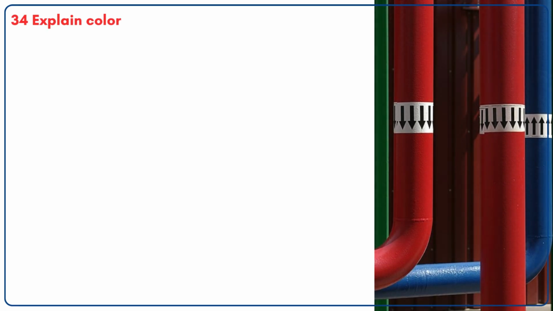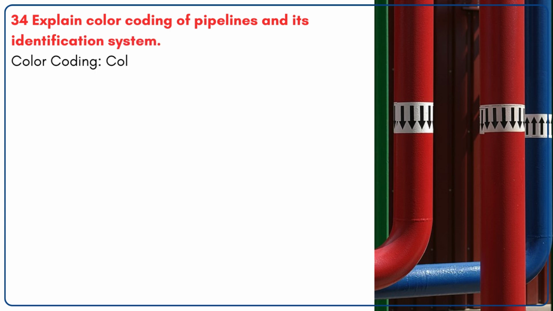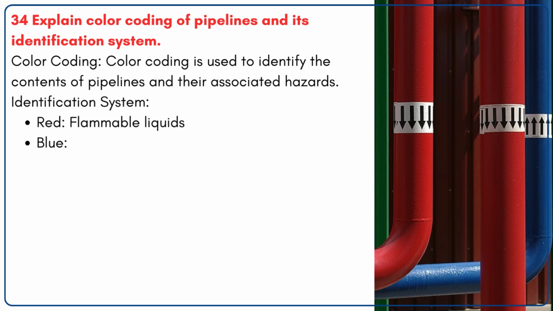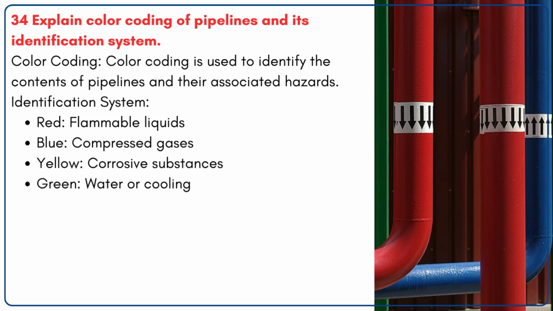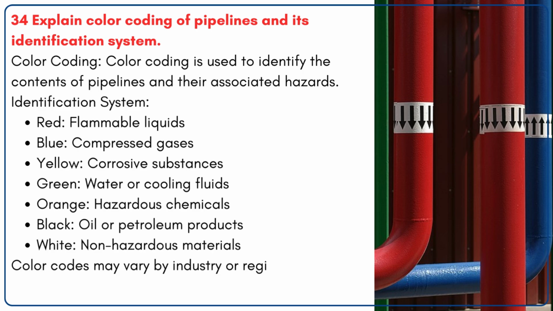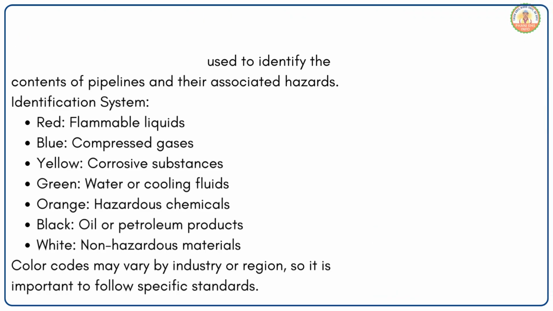34. Explain color coding of pipelines and its identification system. Color coding. Color coding is used to identify the contents of pipelines and their associated hazards. Identification system: red, flammable liquids; blue, compressed gases; yellow, corrosive substances; green, water or cooling fluids; orange, hazardous chemicals; black, oil or petroleum products; white, non-hazardous materials. Color codes may vary by industry or region, so it is important to follow specific standards.